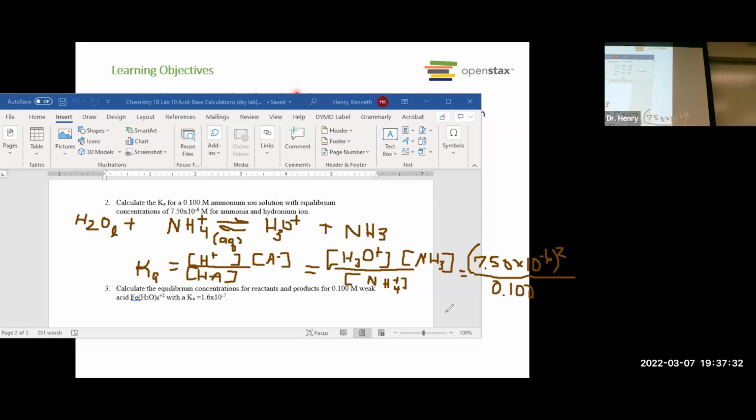Pressure would be 5.62 times 10 to the -10.